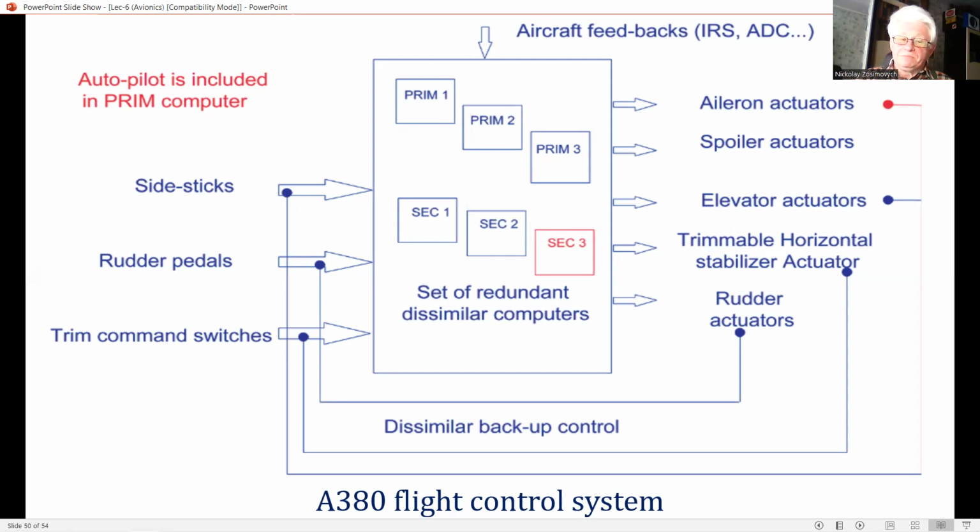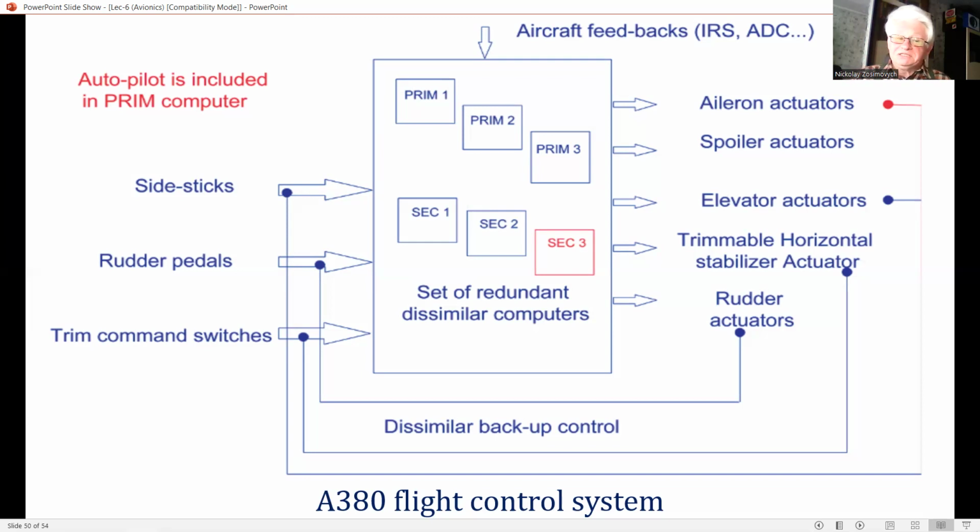Three totally independent primary, PRIM, flight control computers control one set of ailerons, spoilers, elevators, and rudder. The autopilot is included in the PRIM. Three totally independent secondary, SEC, flight control computers control a second set of ailerons, spoilers, elevators, rudder, and the THS. Each computer is capable of controlling pitch, roll, and yaw axes through its associated actuators.